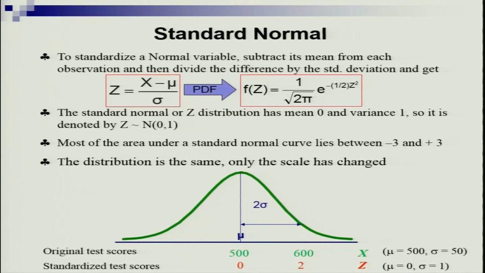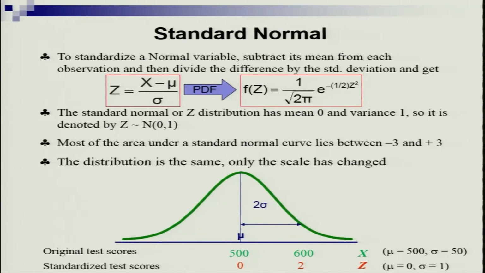First, we need to standardize a normal variable. What do we mean by standardization? We have to subtract its mean from each observation and then divide the difference by the standard deviation. So, we define a new variable capital Z equal to capital X minus mu divided by sigma, and that is basically our standard normal variable.